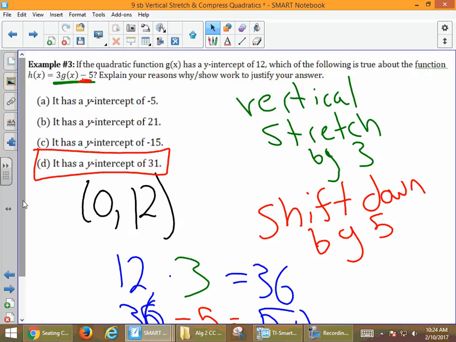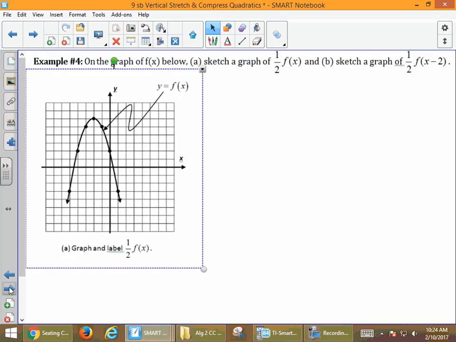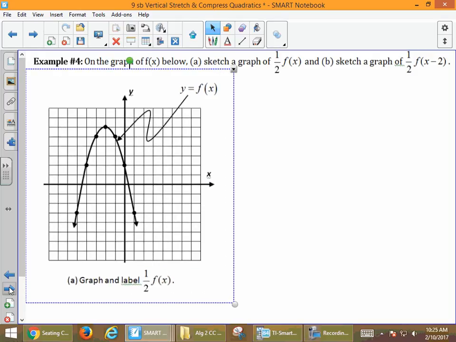So hopefully we're starting to get the hang of these. We can start remembering or memorizing our transformation rules, and we'll get a little bit more familiar with these. So take a moment and try to do this first part of the problem. So on the graph below, sketch 1/2 of f of x. And so are we going to have a vertical stretch, or are we going to have a vertical compression for this one?